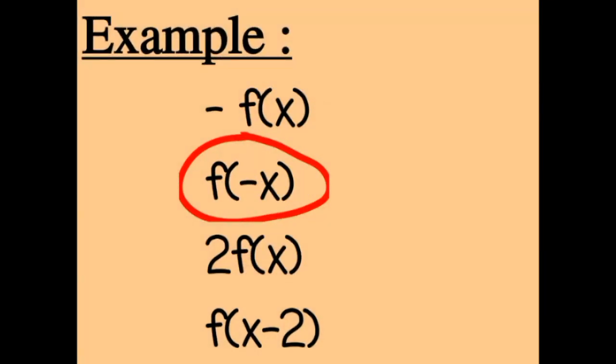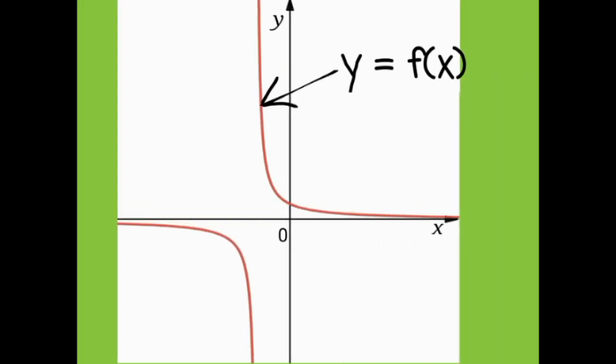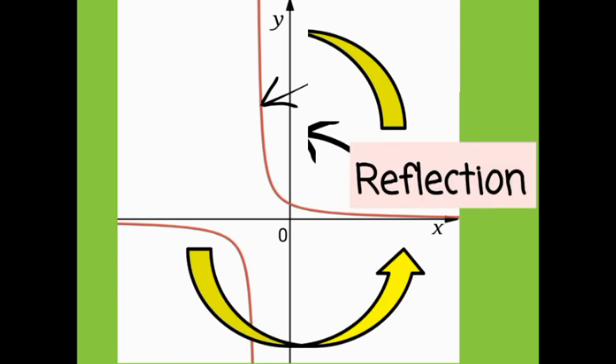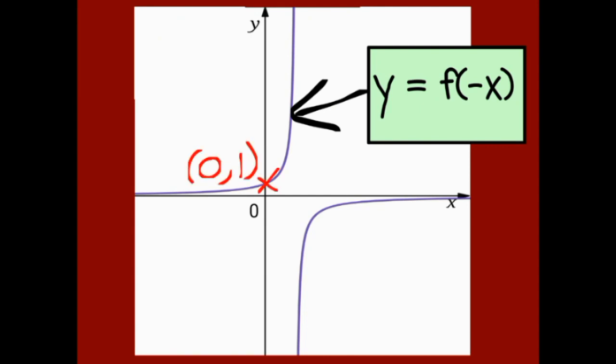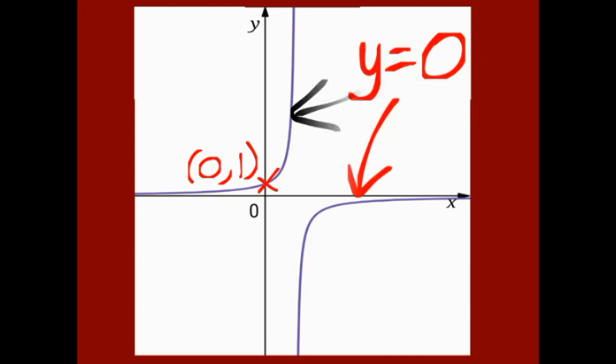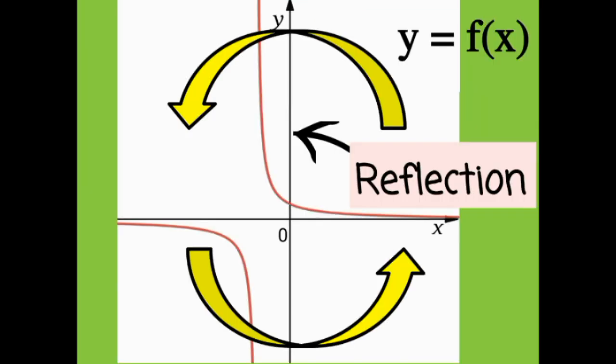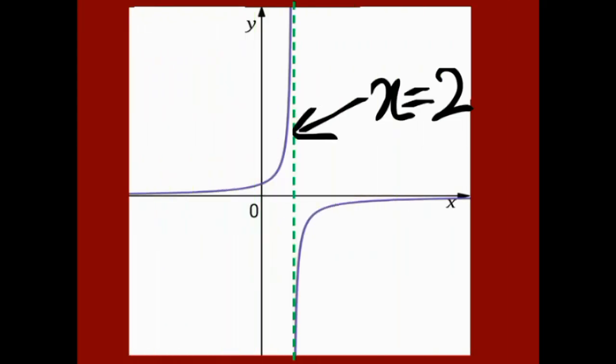f(-x). This is the reflection of the graph y = f(x) on the y-axis. Now, this is the graph of y = f(-x) and as you can see, the coordinates at which the graph crosses the y-axis didn't change, it's still (0, 1). And the horizontal asymptote is still y = 0. But as the graph y = f(x) is reflected on the y-axis, the vertical asymptote now is x = 2. It's also reflected.